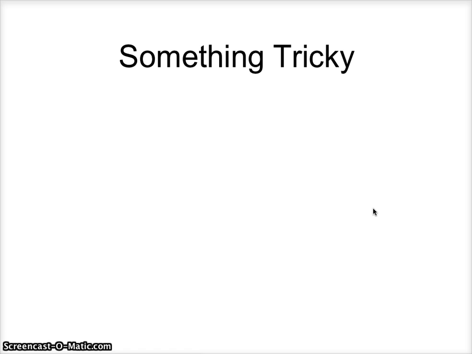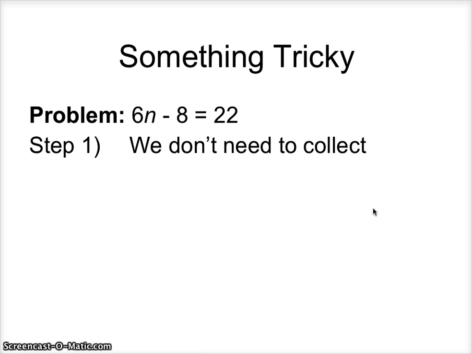All right, I'm going to show you something a little bit tricky. I have a problem here, which is 6n minus 8 equals 22. Doesn't look particularly complicated, but once we get into it, you're going to see why it's a little complicated. So on the very first step, we don't need to collect. There's nothing to collect here. I already have a pile of ends, and I already have a pile of not ends. So I'm fine there. No need to collect.